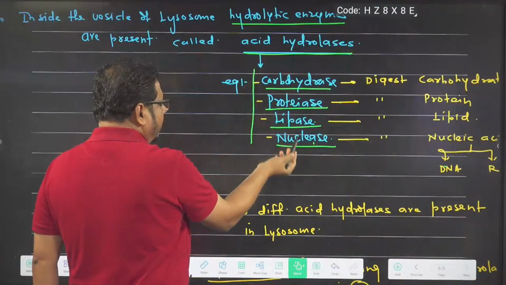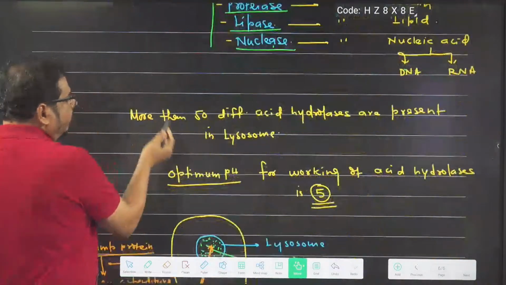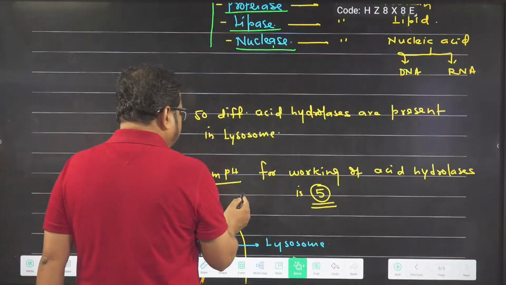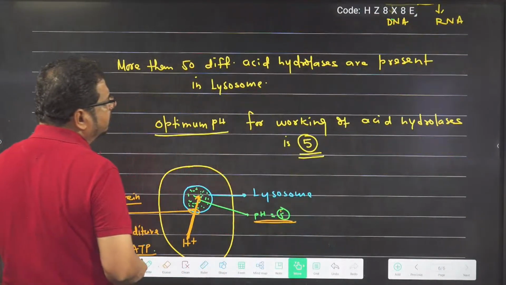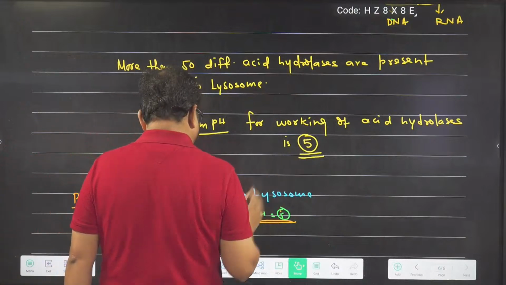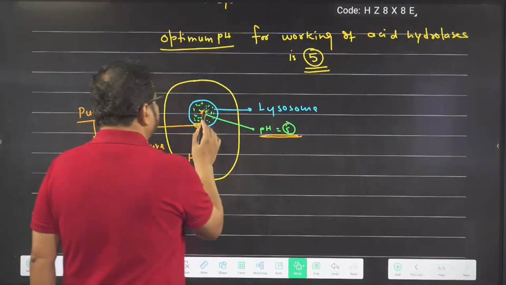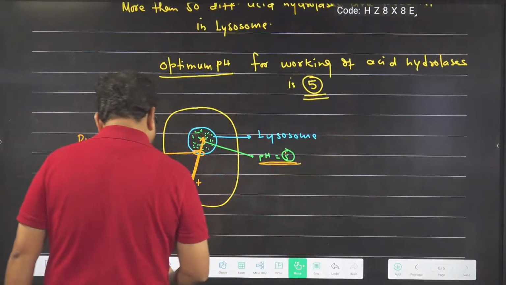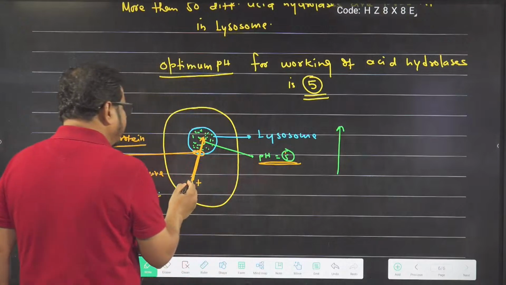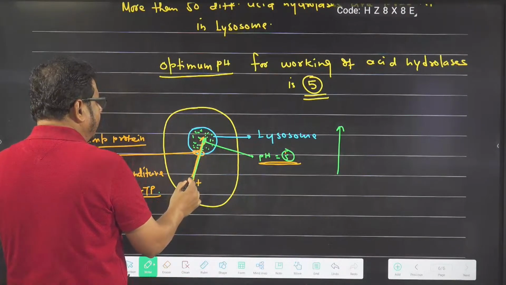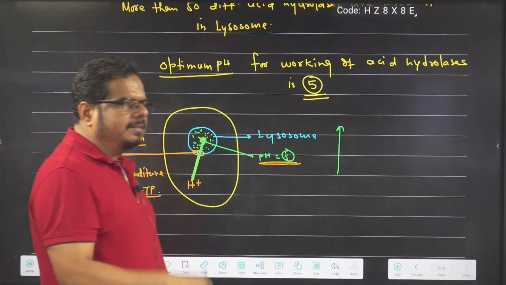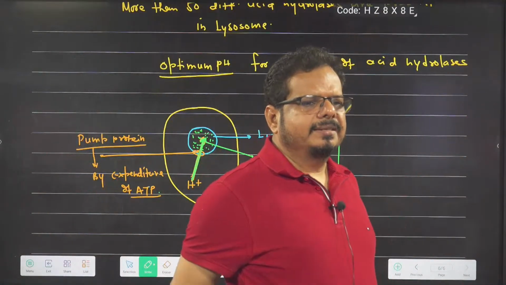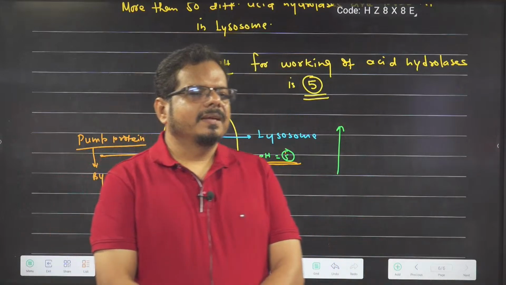And these are some of the model examples. What I wrote, more than 50 different acid hydrolases are present in the lysosome. And the optimum pH for working of these acid hydrolases is 5. How do they maintain the pH of 5 constantly? Suppose the pH is increasing in lysosome, becoming more than 5. In that circumstance, what happens? They pump proton ions, and probably you studied about it. That much chemistry everyone knows. When H plus ion concentration increases, pH decreases. Got the idea? Right?